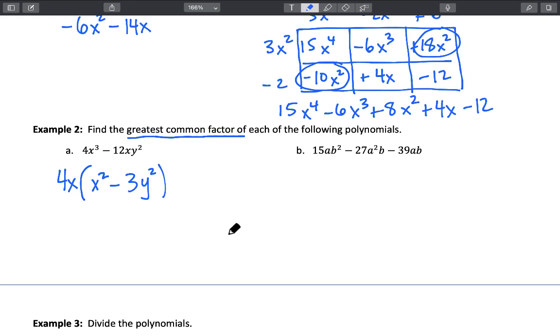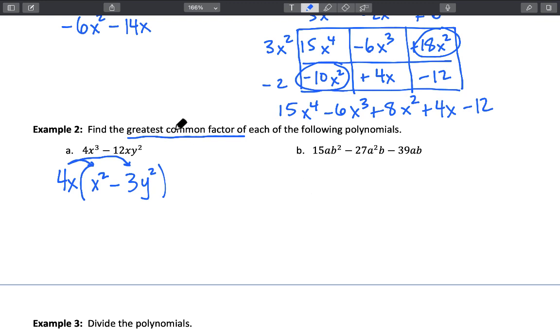Now I know this is a little bit spooky here. Here's what happened. I essentially did the reverse of the distributive property. I divided out that common factor, 4x. Now, if I were to put it back in with the distributive property, you would see that you would get what we started off with. 4x times x squared is 4x cubed, and 4x times a negative 3y squared would result in negative 12xy squared.